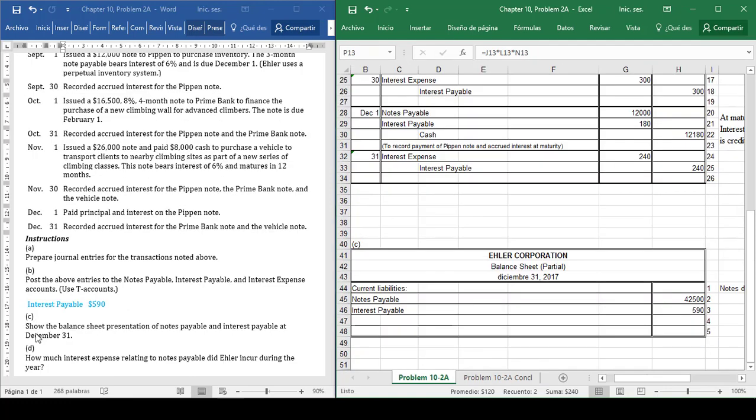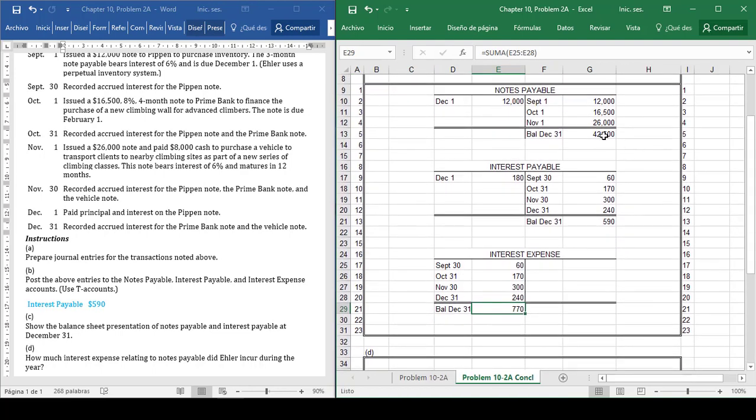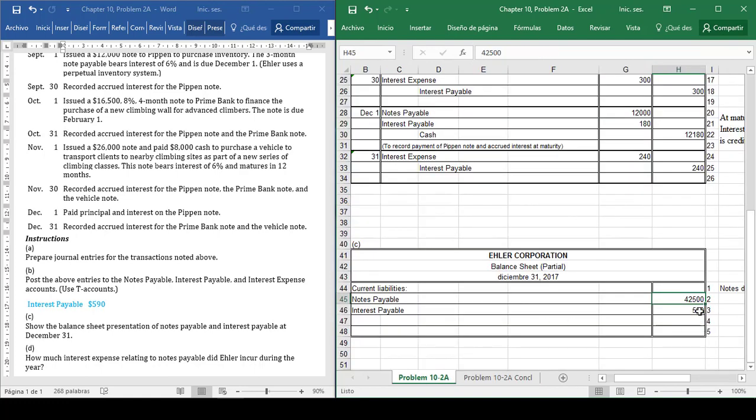Part C says show the balance sheet presentation of notes payable and interest payable at December 31st, which is right here. And as current liabilities, notes payable for this amount in the balance, the T accounts, and interest payable for this amount, 590.